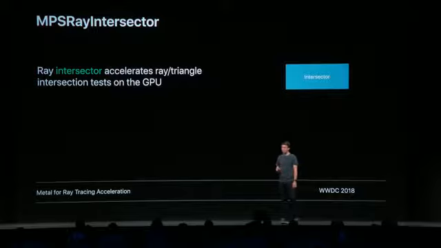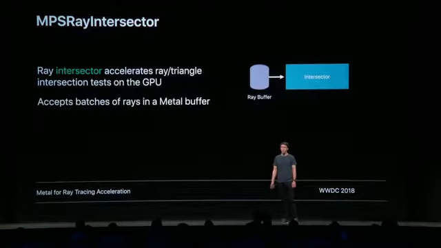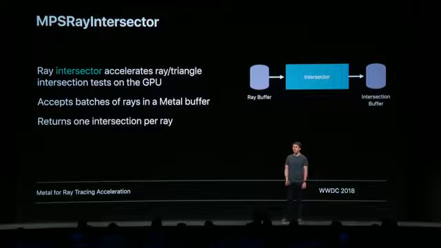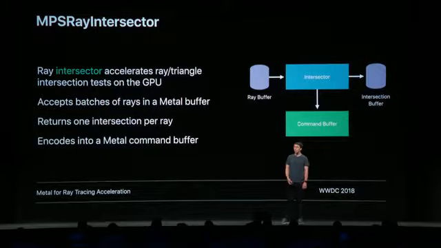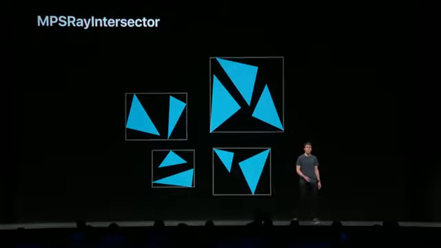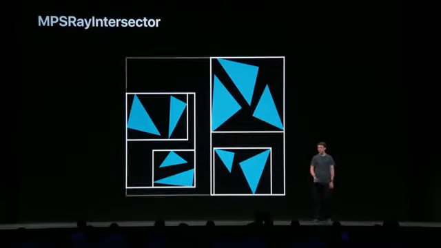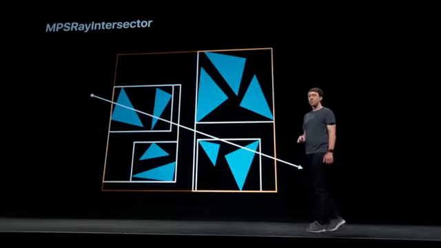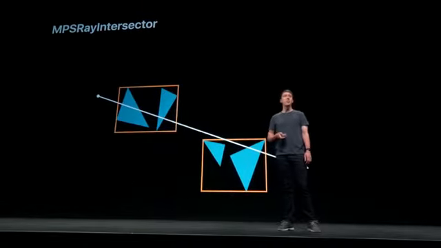At a high level, this API takes in batches of rays through a Metal buffer. It finds the closest intersection along each ray and returns the results in another buffer. And all of this work is encoded into a Metal command buffer at the point in your application where you'd like to do intersection testing. Much of the speedup comes from building a data structure we call an acceleration structure. This data structure recursively partitions triangles in space so that we can quickly eliminate triangles which could not possibly intersect a given ray during the intersection search.